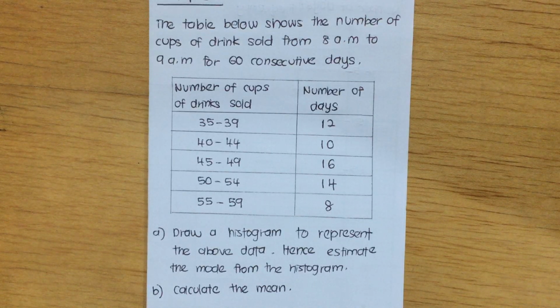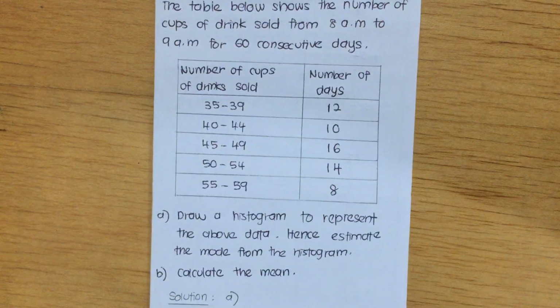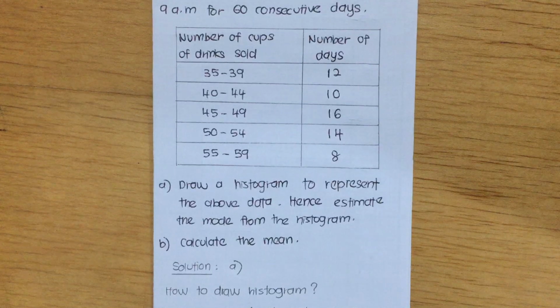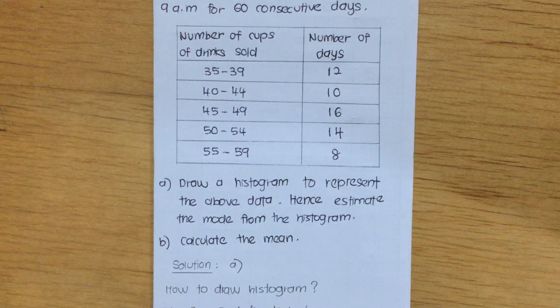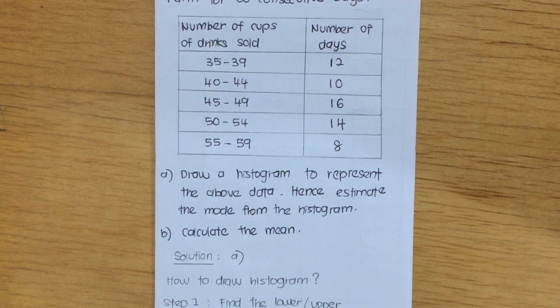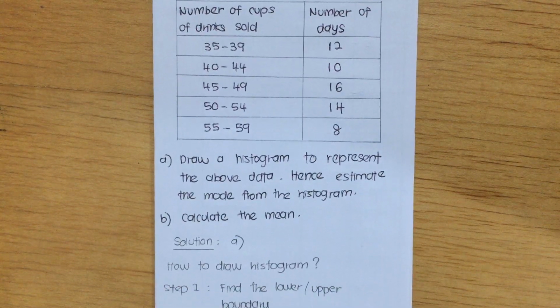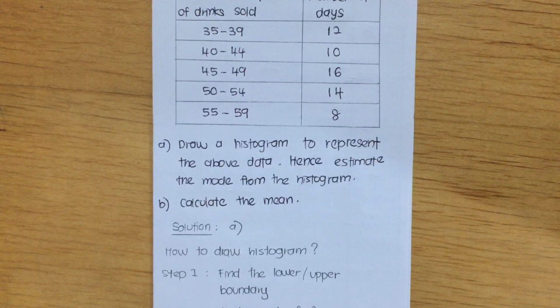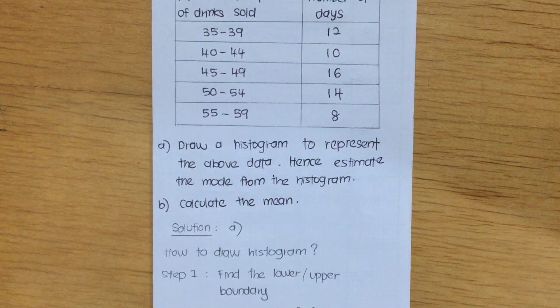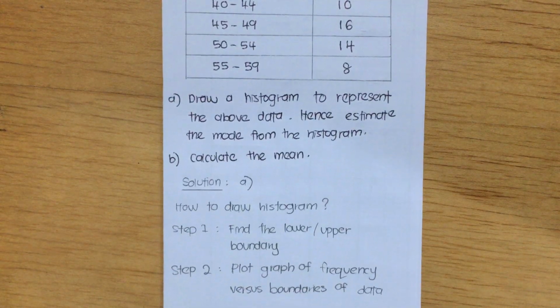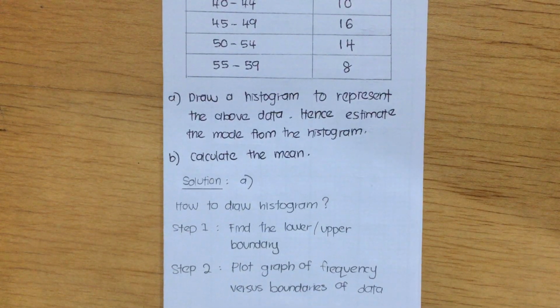Okay, in the question, they ask us to draw a histogram. So our first question arises: how to draw a histogram first of all? Don't worry guys, I'm going to show you the steps now. The first step before drawing a histogram is, we need to find the upper boundary and the lower boundary of the data. Once we find the upper boundary and the lower boundary, and compare with the frequency respectively, then we can proceed to plot the graph of frequency versus boundaries of data.